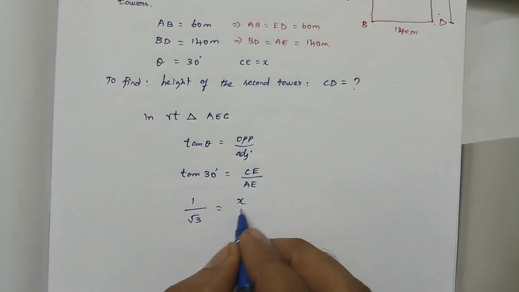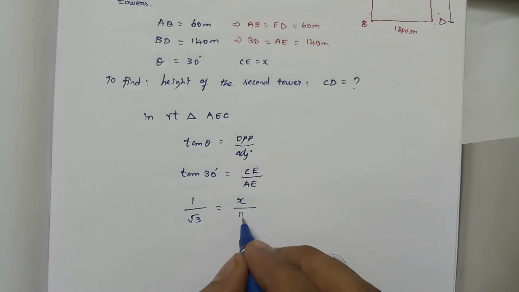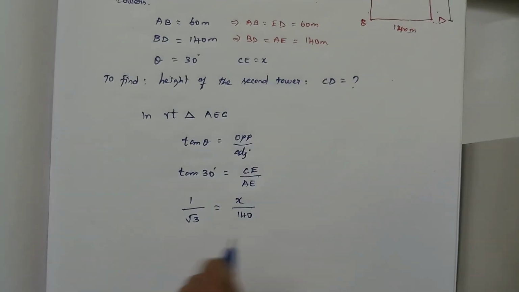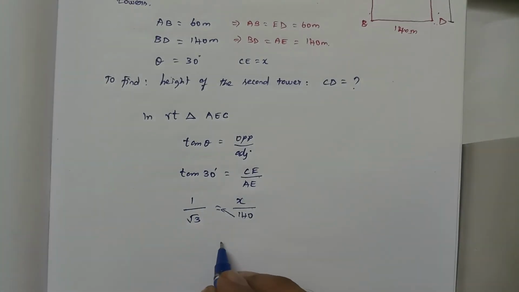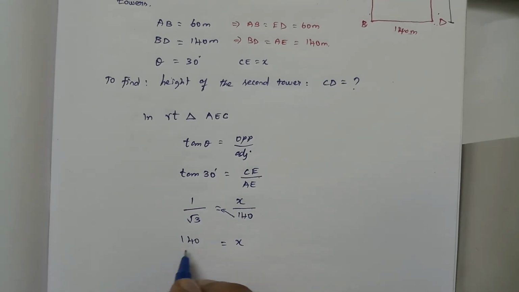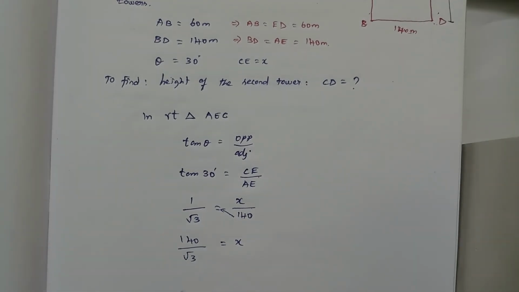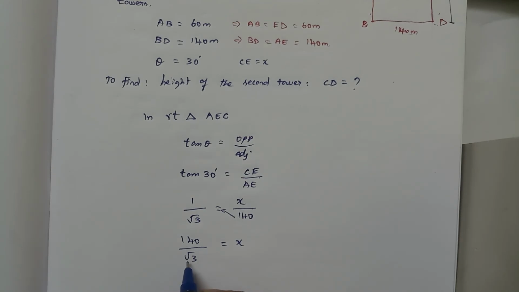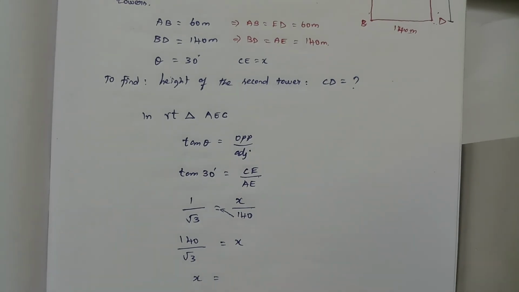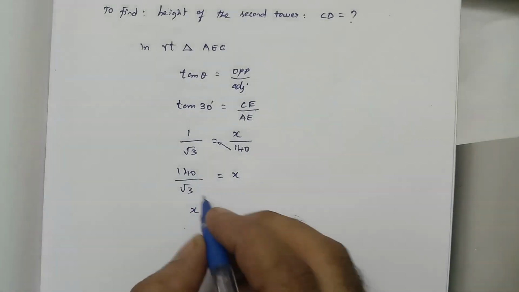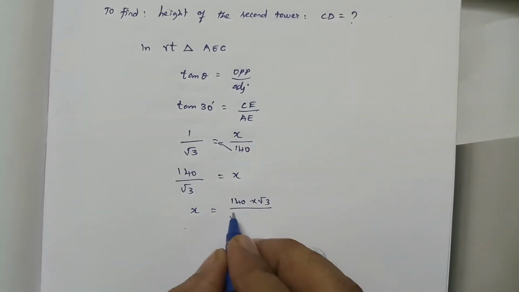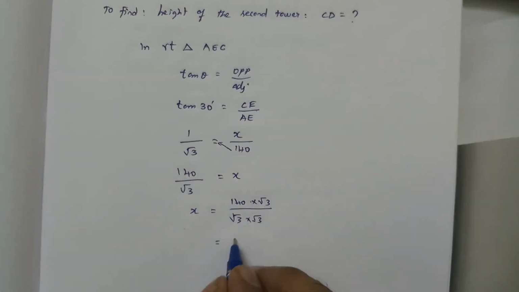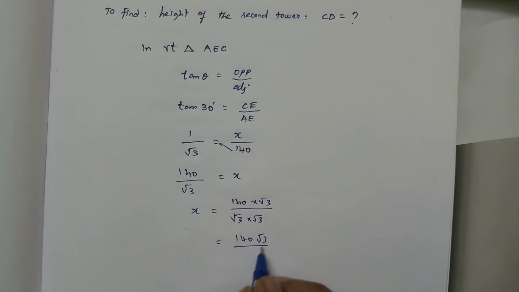So CE is x divided by the length of AE, which is 140. Bringing this 140 to the left-hand side, divide becomes multiply, so x is equal to 140 by root 3. I told you the denominator should always be rational, but now it is irrational. To convert it, multiply by root 3 on both numerator and denominator: 140 into root 3 divided by root 3 into root 3, which is 140 root 3 divided by 3.